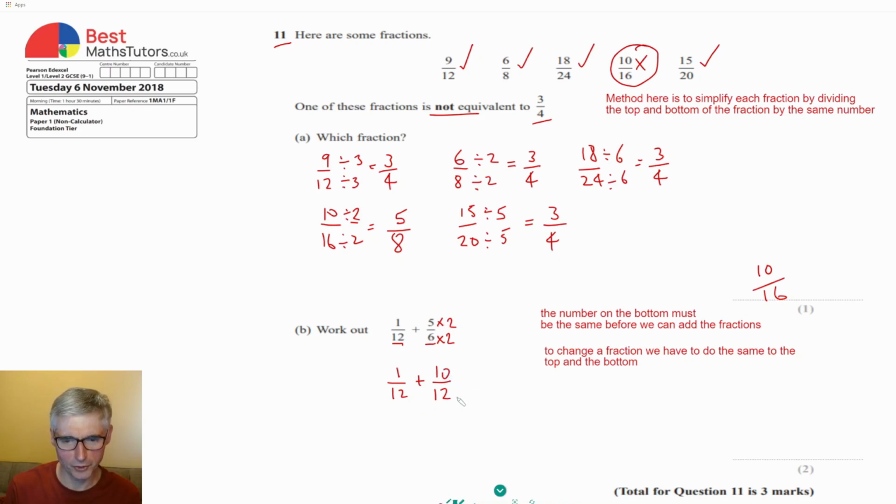And now we've got the same denominators, we can just add the top lines, and we can see that we've got 1 plus 10 on the top, and we keep the number on the bottom the same, so that stays as a 12, and that's it. That's our answer there, 11 over 12.